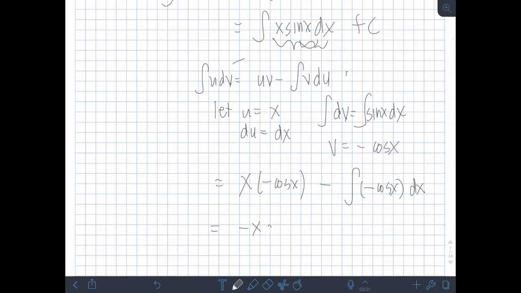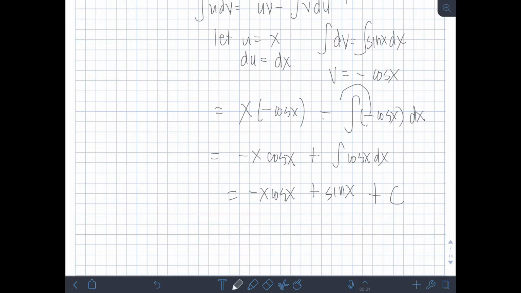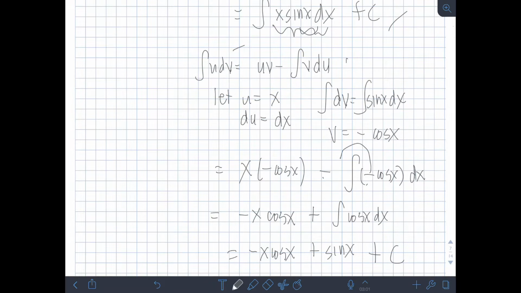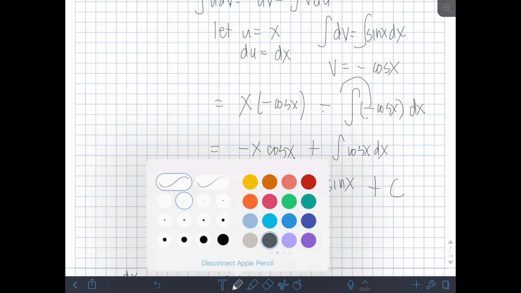So, we have negative x cos x. Itong negative ilalabas ko. So, parang negative times negative is positive integral ng cos x dx. So, we have negative x cos x. Integral ng cos x is simply sin x. So, positive sin x. And then, itong plus c. Tapos, yung kanina, yung y times x sin x. Okay? So, therefore, ito na yung answer natin. y times x sin x is equal to negative x cos x plus sin x plus c.